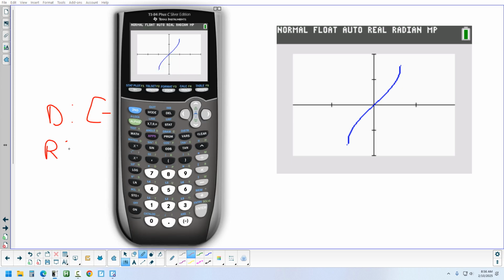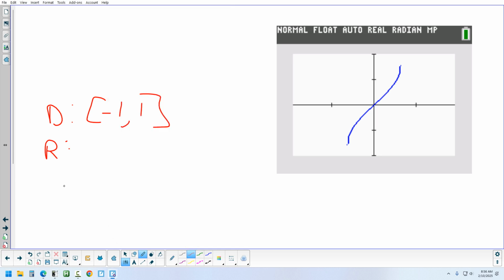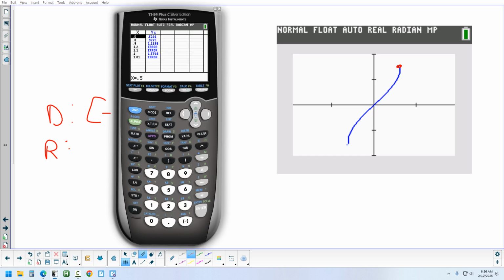How about the range? Okay, we know when we go all the way as far to the right as we can, we're at 1.57. That's this point right here. Does anybody recognize what that number is, 1.57? It's something in terms of pi. Yeah? That is pi over 2. Yep. Pi divided by 2 is 1.57.